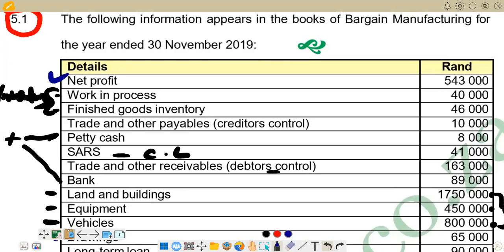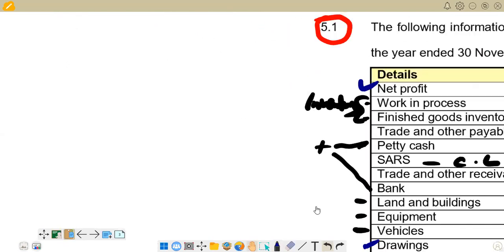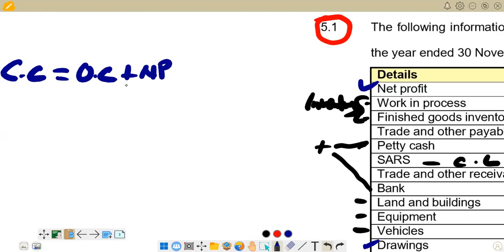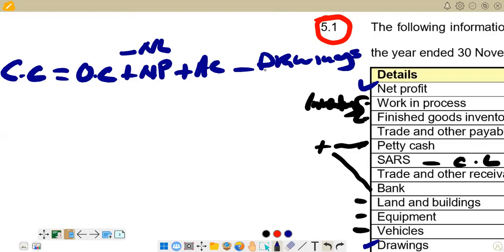So the formula that we employ is to find the figure for closing capital. It is equal to the opening capital balance, the balance that you're given in the list there. Then you add your net profit. If there's a net loss, you subtract it, depending on the figure for profit that you are given. If it's a negative figure, it means you are supposed to subtract. Then if there's additional capital that has been introduced during the year, you add it here, and then you subtract your drawings.